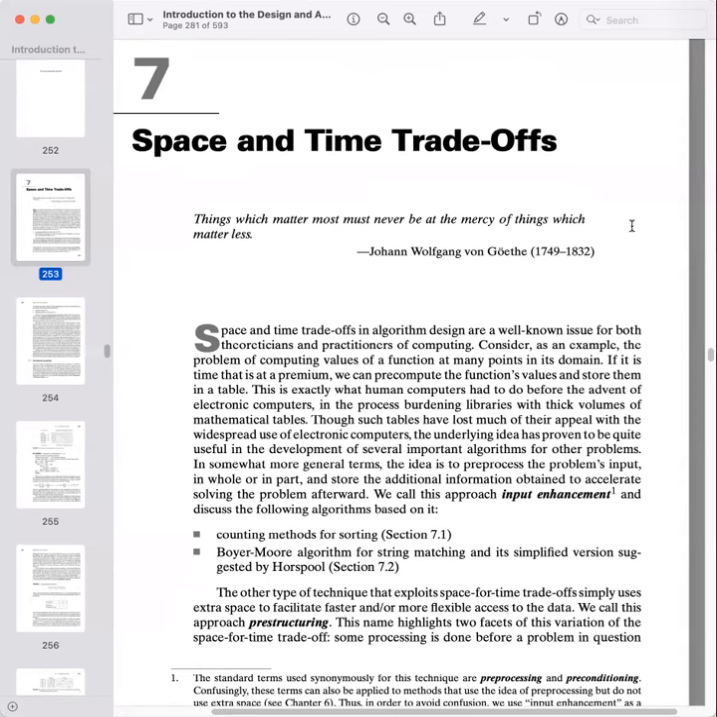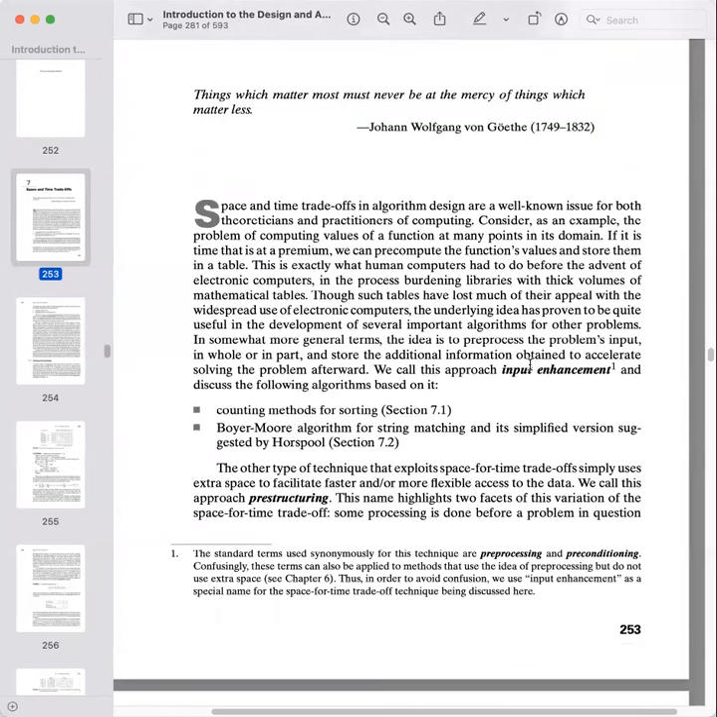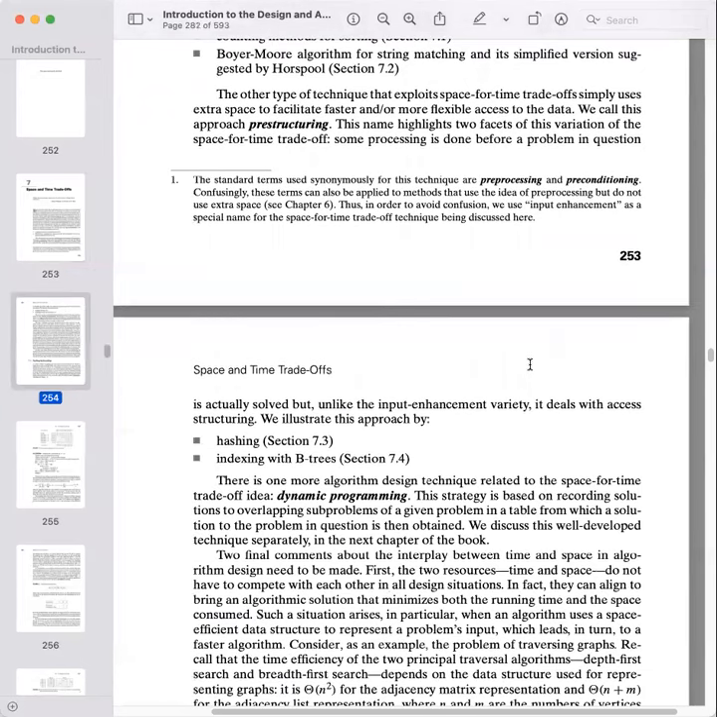Okay, so different techniques we have here. First, we have the counting method, which is a method of sorting. Okay, and we had the Boyer-Moore algorithm for string matching, and its simplified version, the Horspool method. Okay, and remember for that, the one that we did was the simplified Horspool method. Okay. So we also talked about hashing and about indexing with B trees. Okay.